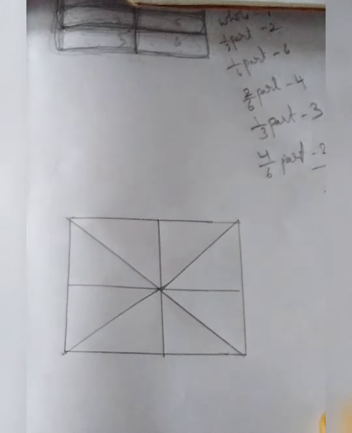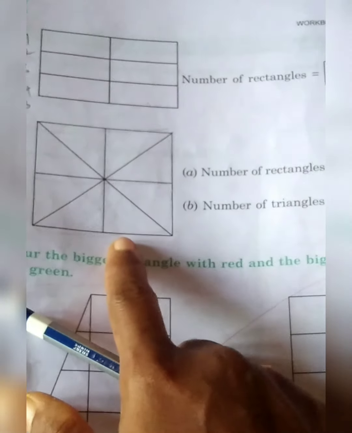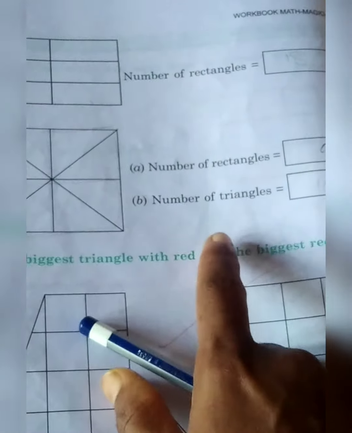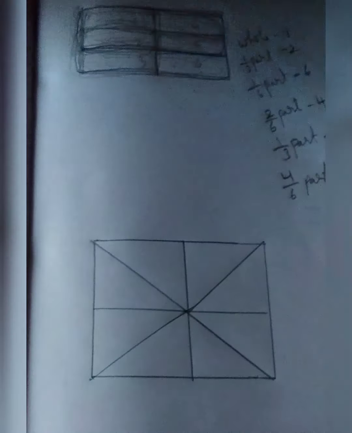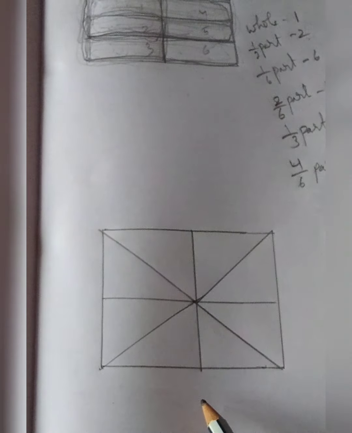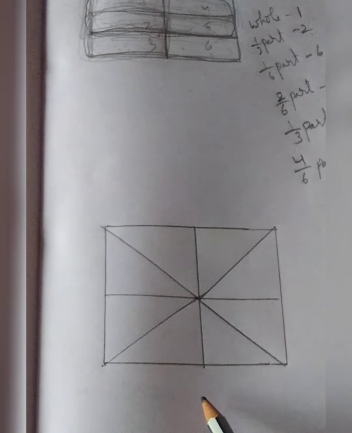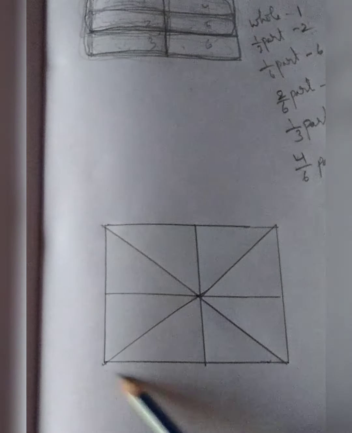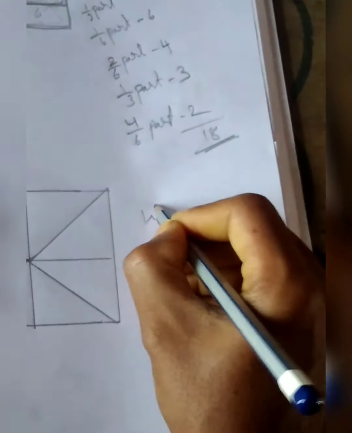Okay. Now we'll go for the fifth one. See, this is the fifth one he gave. He gave this figure. You need to find out how many rectangles and how many triangles are in it. For that I drew this figure here. So you need to count how many rectangles you have in it. This is a whole rectangle, right? This is the whole part. So that is 1.